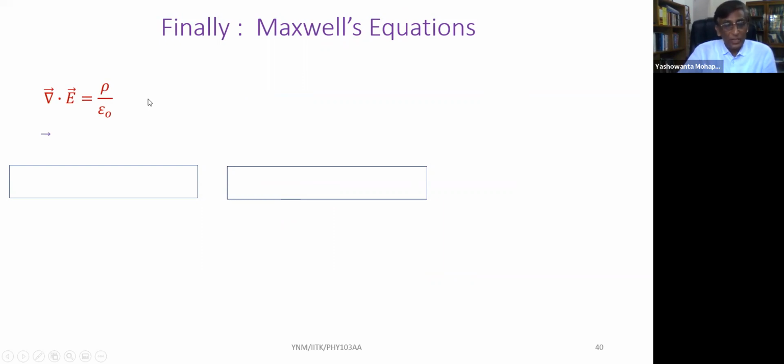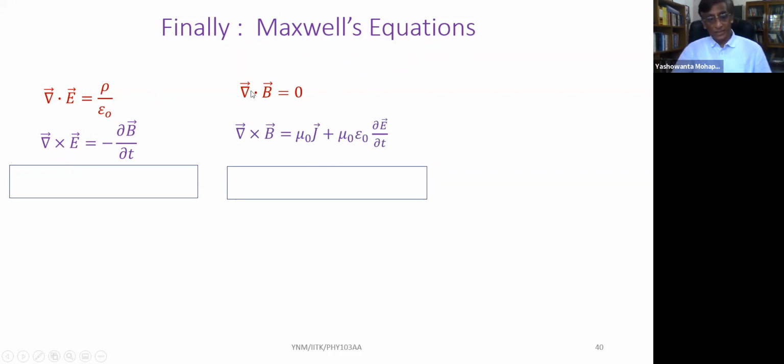Let us write it down as many times as possible. Del cross E minus del B. So Faraday's law, Coulomb's law, and divergence of B is 0, of course, and the modified Ampere's law. So this is the full set of Maxwell's equations, for which we have been working pretty hard.